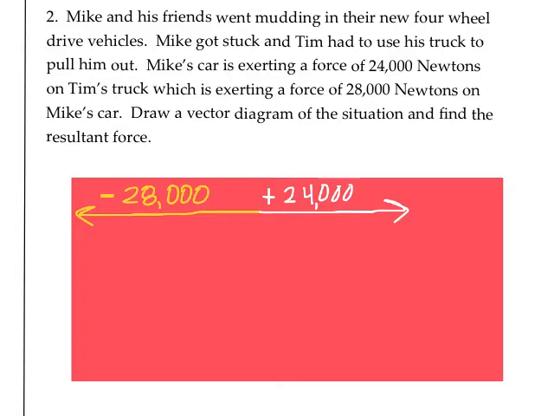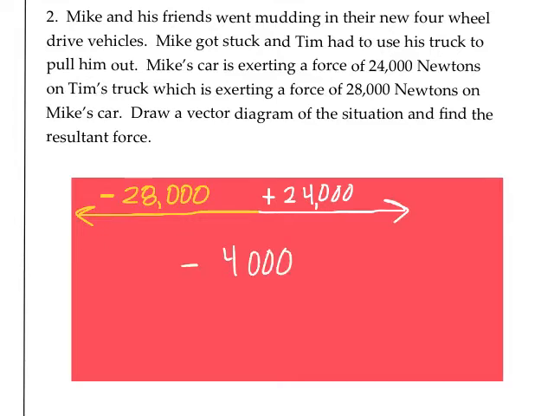The resultant for these two, because they are in opposite directions, you do actually subtract them. Okay. So if I did negative 28,000 and 24,000, what's left over? Yeah, 4,000. So which way is that 4,000 pointing? Yeah, in the negative direction.